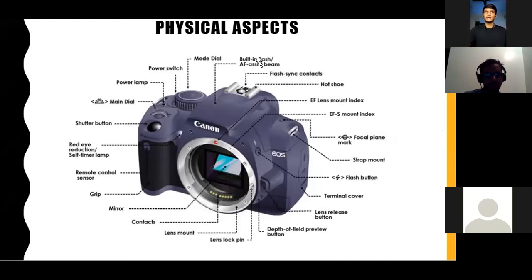Starting from the top, you can see that this is labeled as built-in flash. Most cameras, lower end and mid-range cameras, have a flash built into them. And when you choose to take a picture with flash, the top of the camera flips up a little, and there's a flash there that helps you take pictures. Right behind that, we have the flash sync contacts and the hot shoe. This hot shoe is what most people connect their external flashes to.